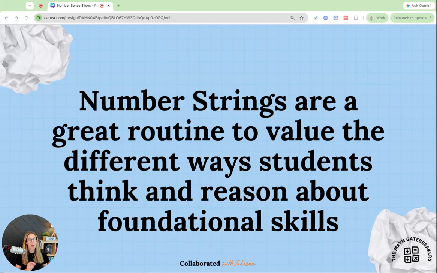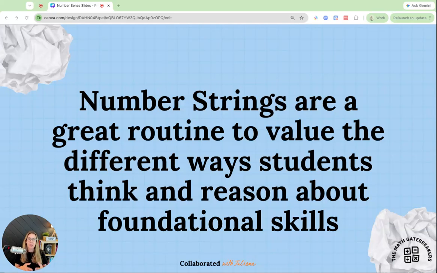Number strings are also a great routine to value the different ways students think and reason about foundational skills. Because again, valuing the different ways students think and reason has been shown to decrease math anxiety. So we need to figure out a way to do this strategically and as much as possible so that we can start to decrease that math anxiety.